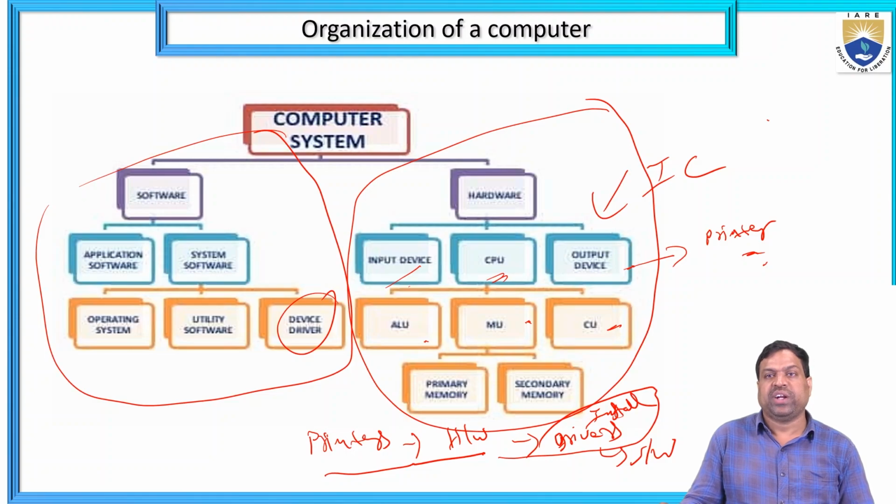The computer system is totally divided into software and hardware. In the software, application software and system software. In the system software, operating system, utility software and device drivers. In the hardware, input device, CPU and output device. In the CPU, arithmetic logic unit, memory unit and control unit. In the memory unit, primary memory and secondary memory. It is about the computer system. So we discussed the organization of a computer.